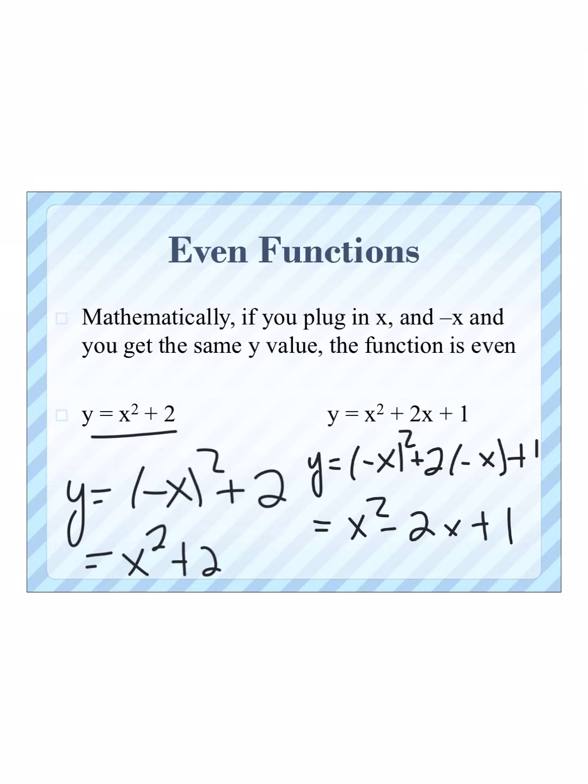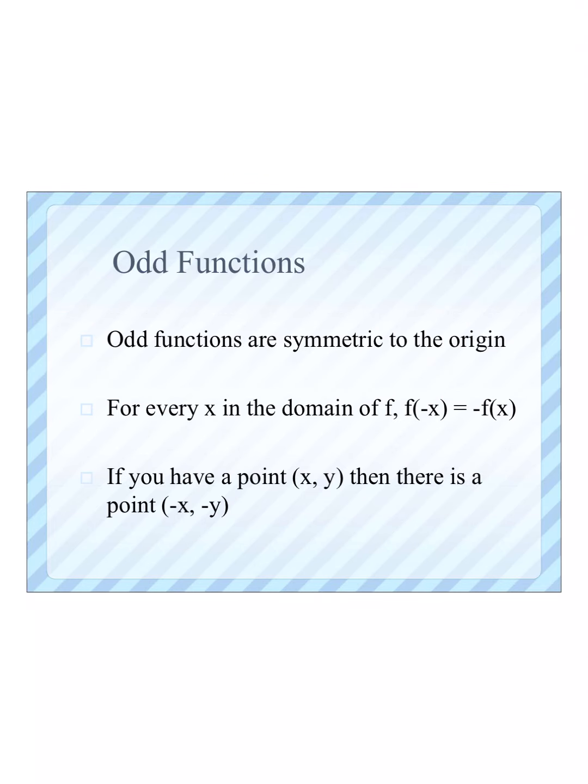And as we check things, the x squareds are the same. The negative 2 and the positive 2x, those are not the same, right? So since we don't have the exact same function, this one is not an even function. All terms within our expression have to be exactly the same, otherwise we have not proven that we have an even function.